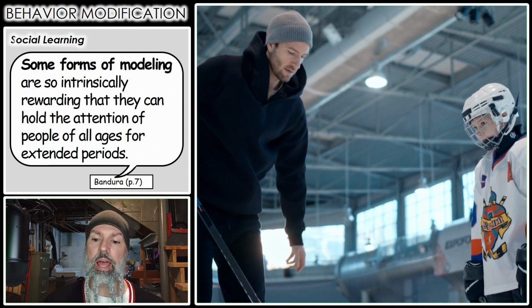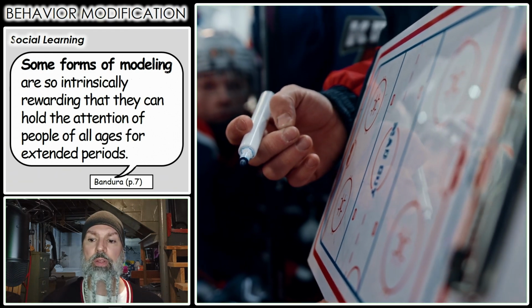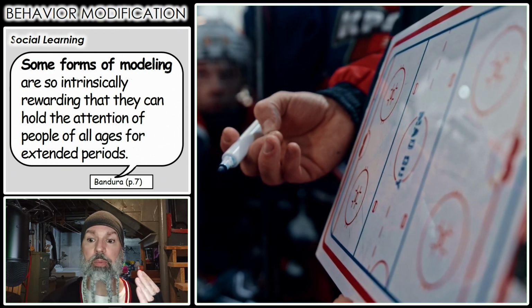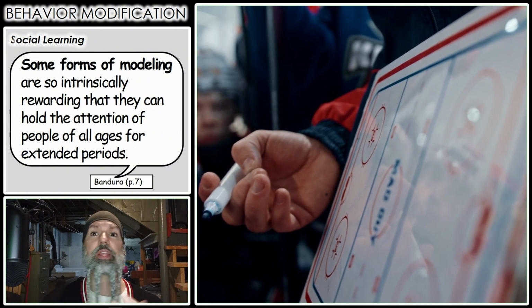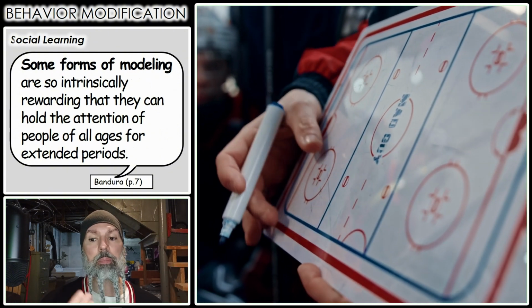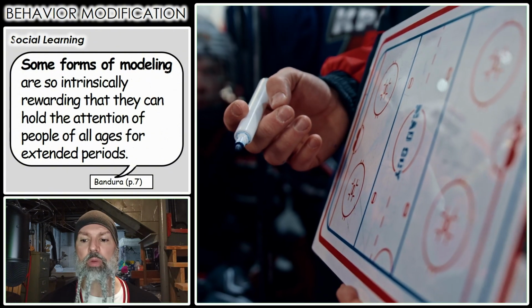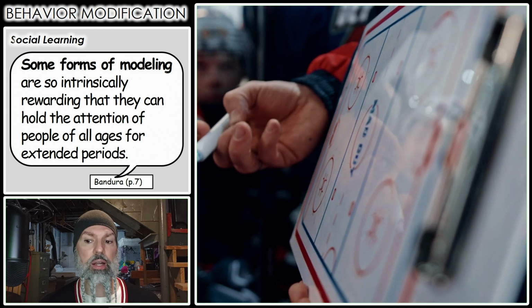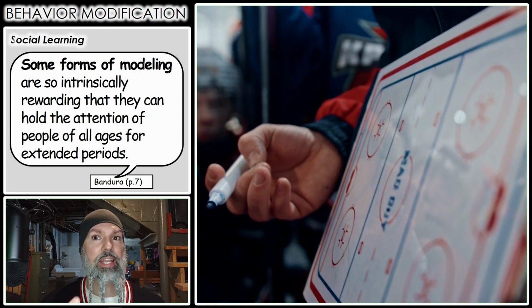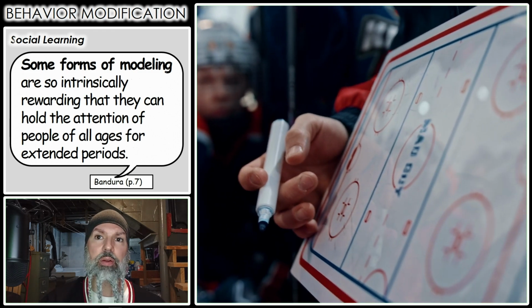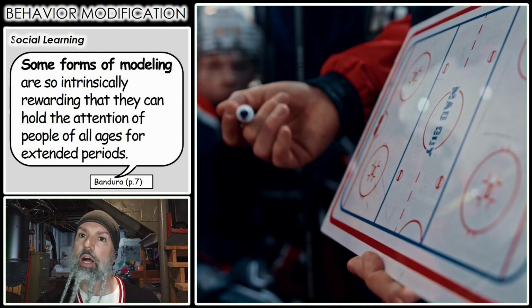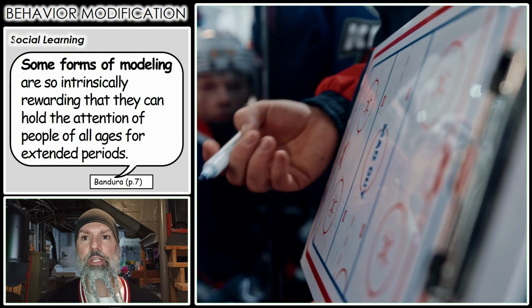You can also have symbolic modeling. That is where you use, for example, not the actual behavior, but a symbol that stands in for the behavior, like a picture. In this case, we have symbolic modeling, where a coach is explaining the play using diagrams on a clipboard. He's drawing out the plays and explaining where you need to be positioned.